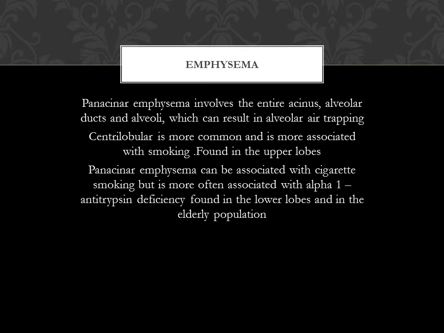Centrilobular is more common and is more associated with smoking. It's also found in the upper lobes. Panacinar emphysema can be associated with cigarette smoking, but is more often associated with alpha-1 antitrypsin deficiency. It is found in the lower lobes in the elderly population.